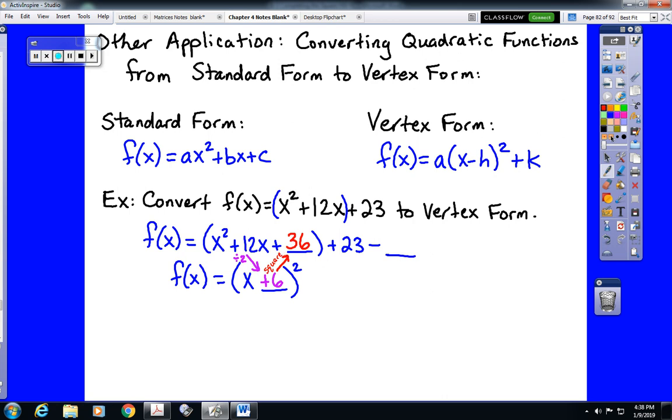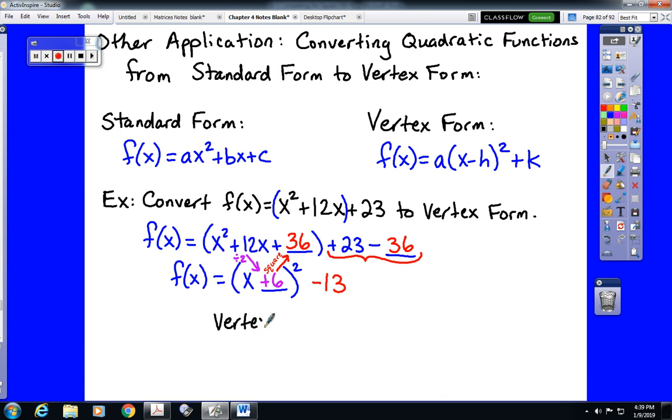Now, since we added 36 to the inside of the parentheses, we have unbalanced this equation because we've added 36. So in order to keep it balanced, we then have to subtract 36. Because if I add 36 and then subtract 36, I have not changed the value of the function. The final step then in this process is to combine these two numbers. 23 minus 36 would be negative 13. So my vertex form is done now.